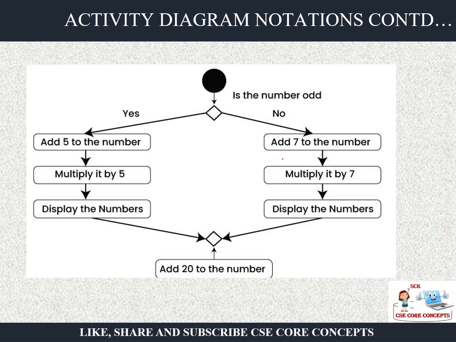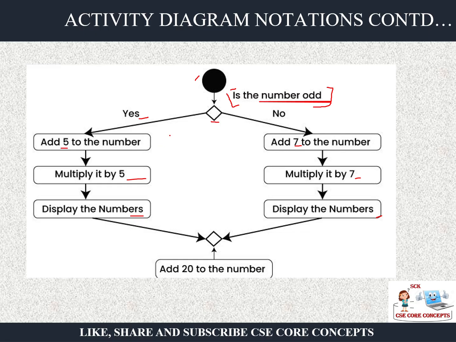Let's say for example, this is the initial state. Then you have a decision whether the number is even or odd. This decision is using a guard. Okay. So yes, if the number is odd, you have a lot of things to be done. That is, you add 5 to the number, then you multiply by 5 and you display the number, right? And if the number is even, then you have to add 7 to the number, multiply by 7 and display the number. Now finally, whatever that is, you come and add to the number.